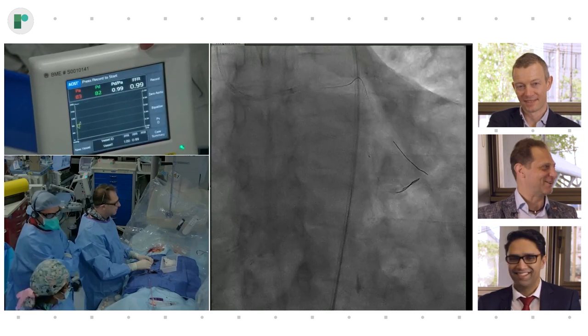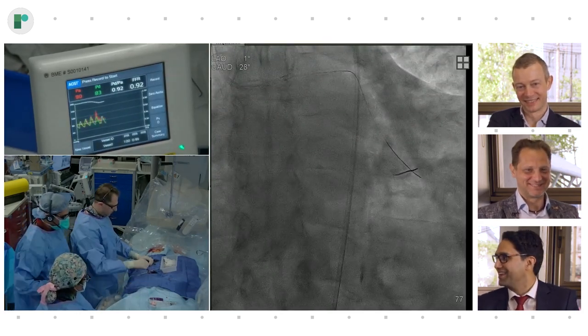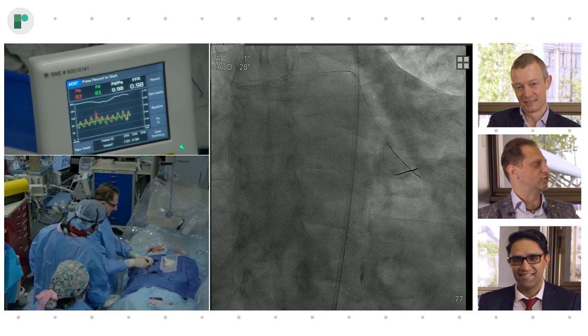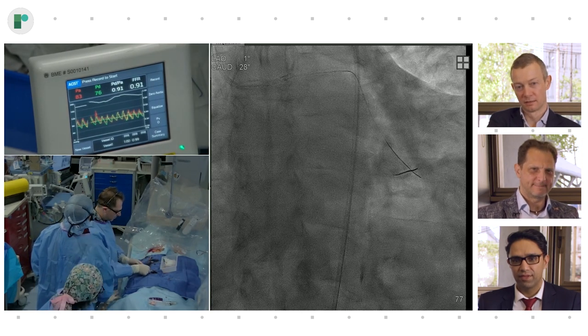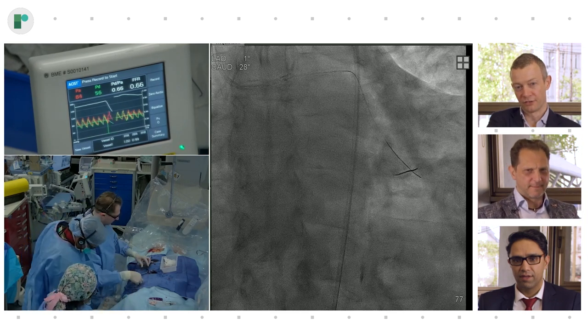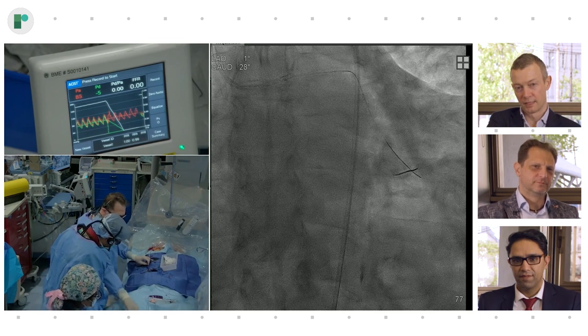Oh, 0.99. Oh, there's a tight lesion there. Even if it's a tight lesion, you get 0.98. But again, I think it's good technique to just make sure you're not dealing with other disease, and you focus now on the LED. So you leave everything in, exchange the microcatheter, put it on the LED wire, and take it distally.